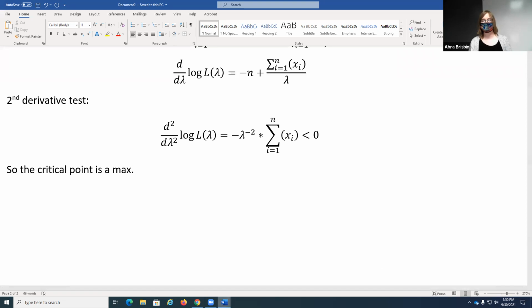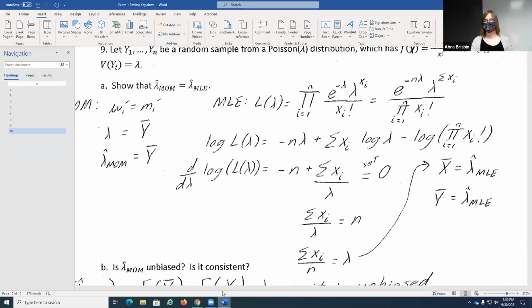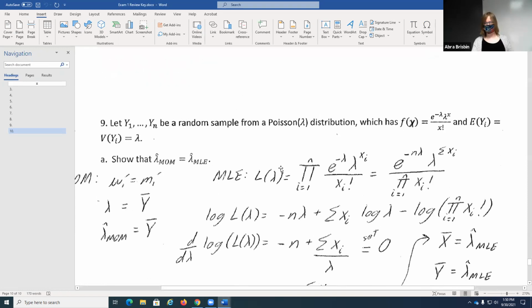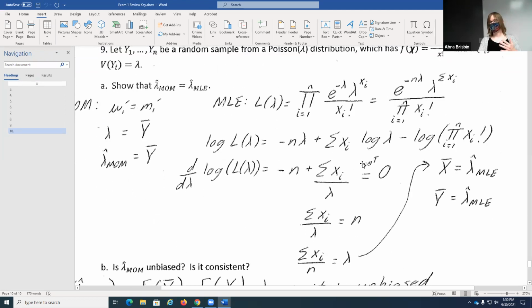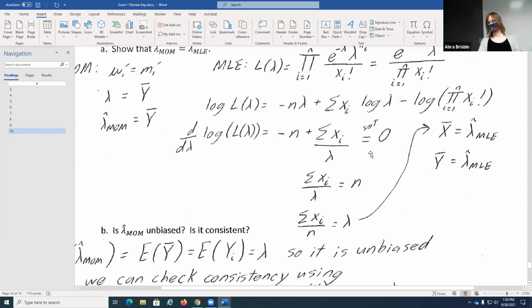Questions about this one? Do we have to show the maximum? Oh, wait, never mind. Yeah, this problem didn't say, remember to show that it actually maximizes. So in this case, you don't have to show that.